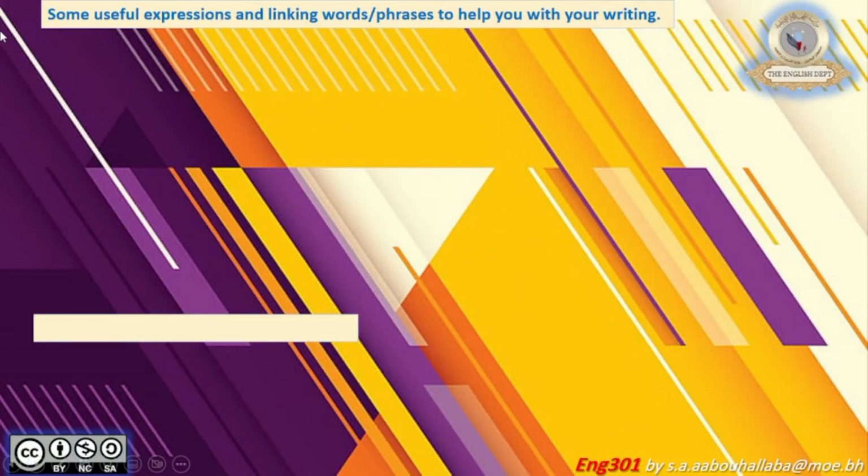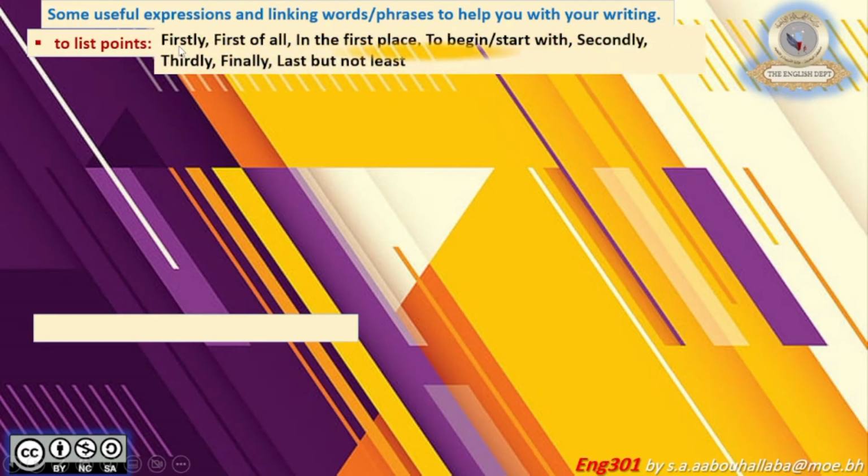Well, here we are going to look at some useful expressions and linking words or phrases to help you with your writing. If you are going to list points, you can use these words. Firstly, first of all, in the first place, to begin or to start with. Secondly, these are very important if you are talking about a list. Thirdly, if you come to the end, it's going to be finally. Last but not least, these are very important expressions, in fact, that you need to know well.